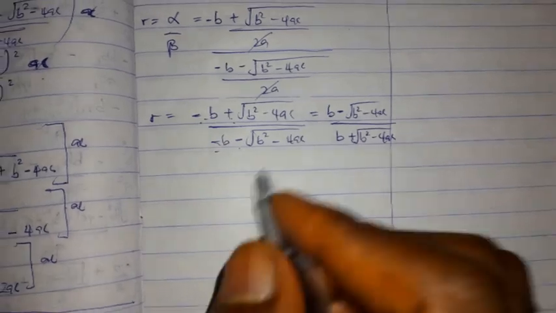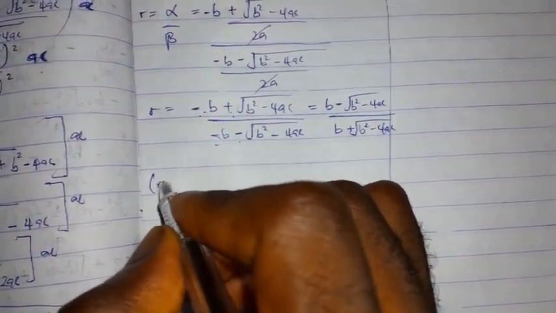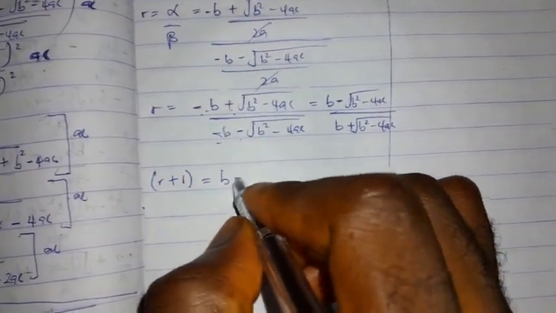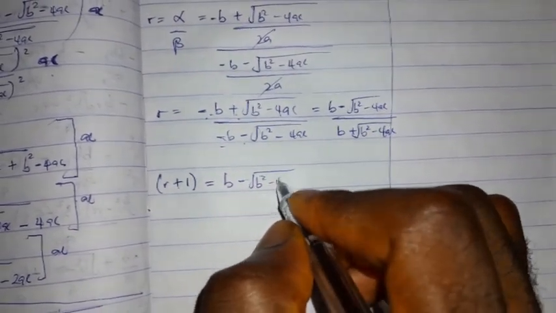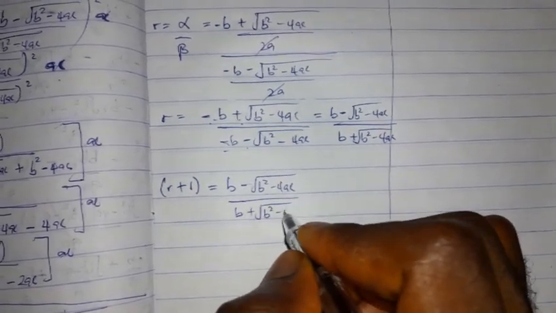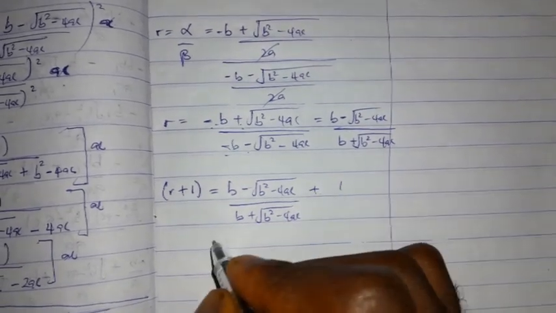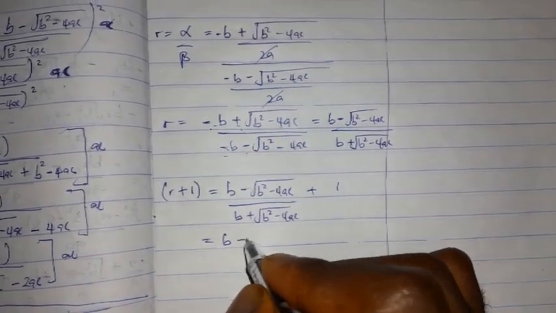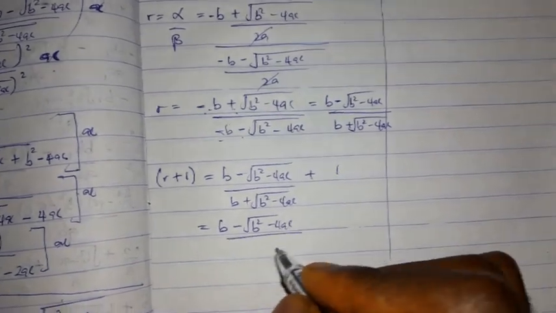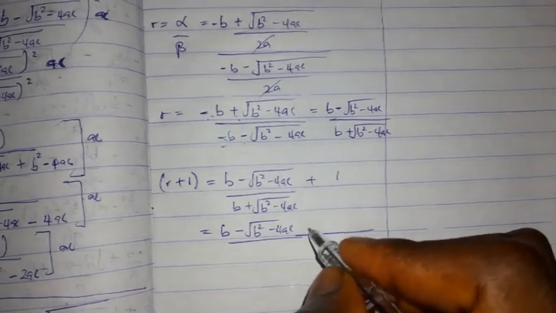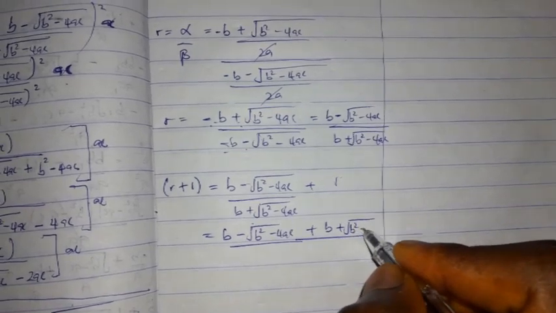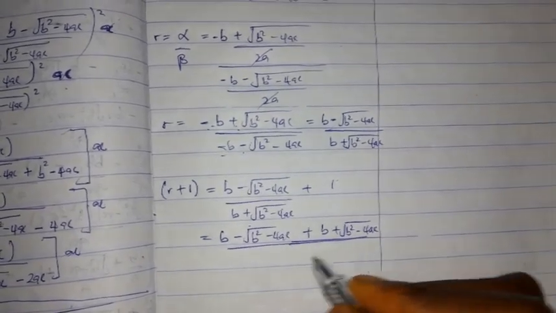In this case, let's do r plus 1 first. Doing r plus 1 becomes b minus the square root of b squared minus 4ac over b plus the square root of b squared minus 4ac, plus 1. Find the LCM. I'm going to have b minus the square root of b squared minus 4ac, plus 1 times this, which becomes b plus the square root of b squared minus 4ac, all over what?